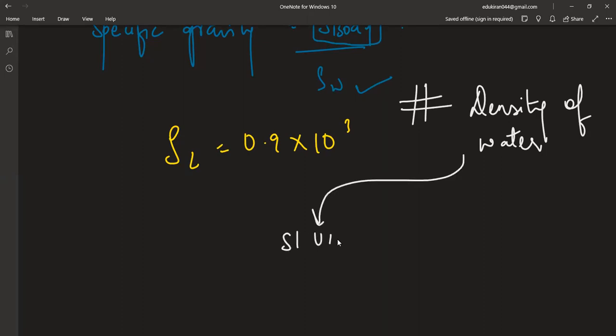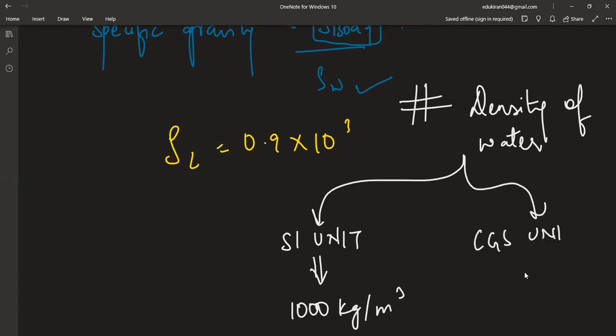When we are talking about the density of water in SI unit, we have 1000 kg per meter cube. You have to remember this. And what is the CGS unit? This is 1 gram per centimeter cube. All right. This you have to remember. Some things are there which we always remember. This I have told in my classes also. Amna, you weren't there, so specifically I'm telling it for you again.